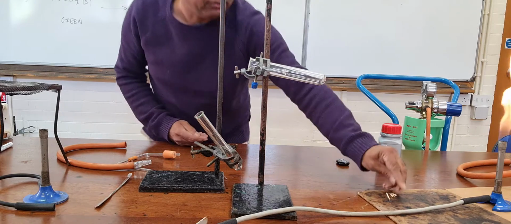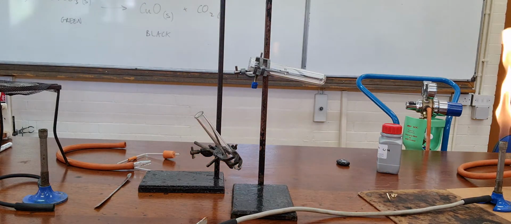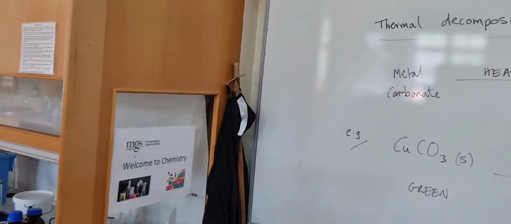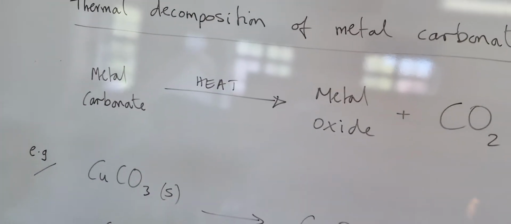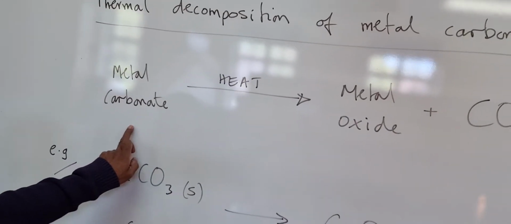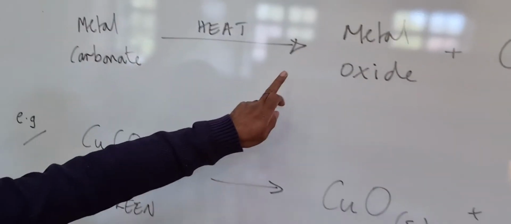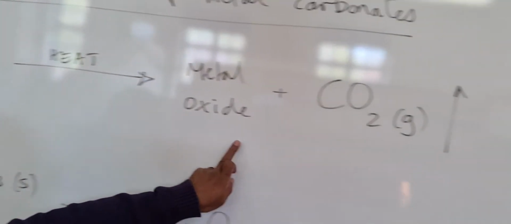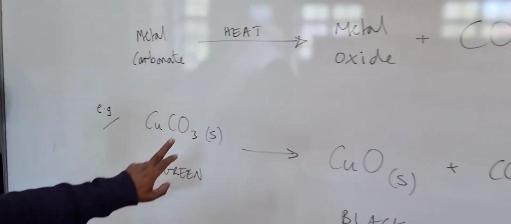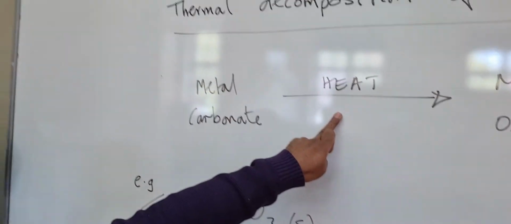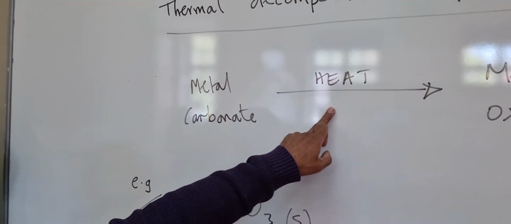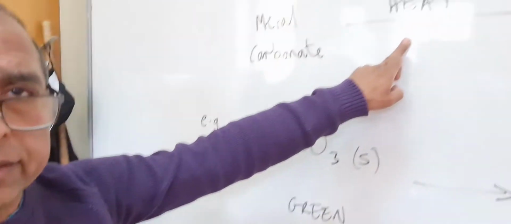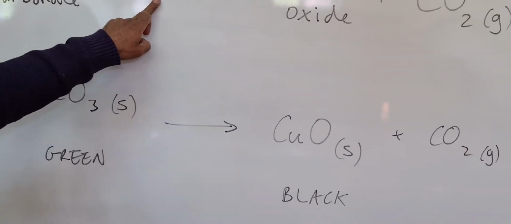Now if I show you the general equation, is that one. So general equation, metal carbonate, you heat it, you get metal oxide and carbon dioxide. That's the general equation. The decomposition, because you used heat, is the thermal bit, thermal decomposition.